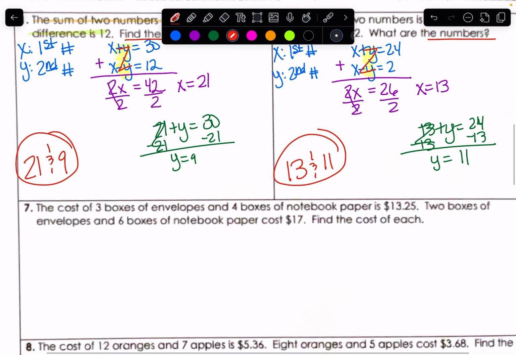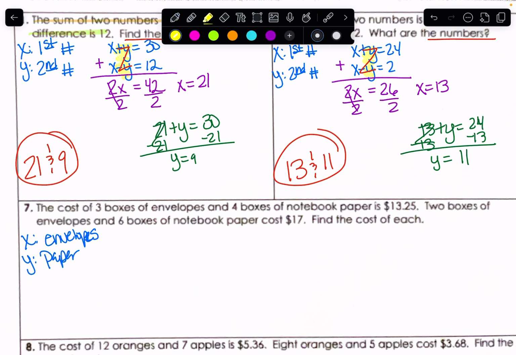Let's try example number 7. The cost of 3 boxes of envelopes and 4 boxes of notebook paper is $13.25. 2 boxes of envelopes and 6 boxes of notebook paper cost $17. Find the cost of each. Let's go ahead and define variables. Let's let X represent envelopes. And let's let Y represent paper.